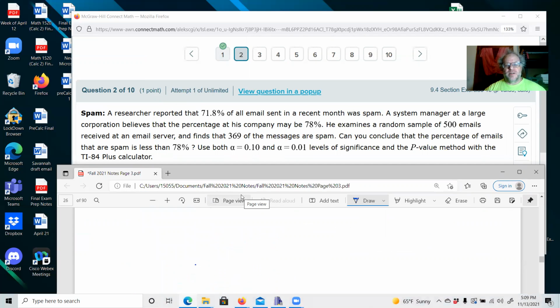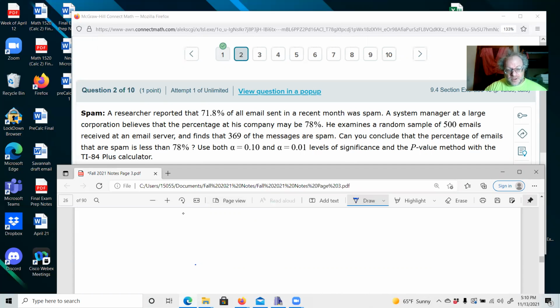Okay, so we have a researcher who reported that 71.8% of all email sent in a recent month was spam. All right. A system manager at a large corporation believes that the percentage at his company may be 78%. So his workers are getting more spam than average. That's what he believes. He examines a random sample of 500 emails received in an email server, and finds that 369 of those messages were spam. Okay. Can you conclude that the percentage of emails that are spam is less than 78%? Okay, test at these 2 values.